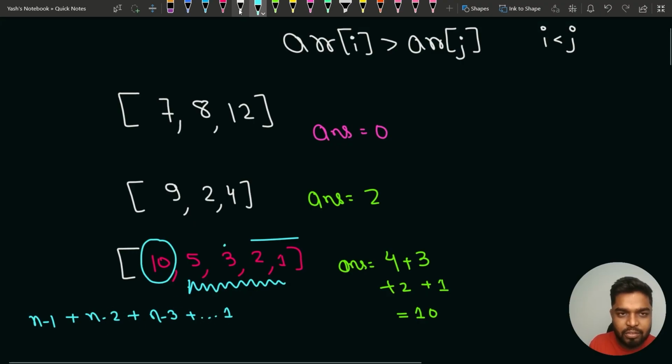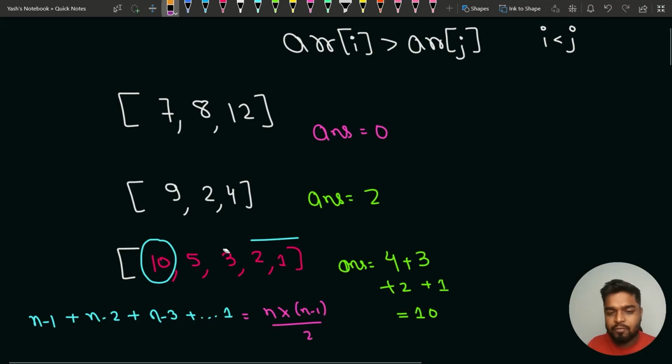If you see the sum of this particular series, this is basically an arithmetic progression. So the sum of this series would be n into n minus 1 divided by 2. I hope this makes sense. So for an array which is sorted in decreasing order, the inversion count is the maximum possible, and this can be n into n minus 1 by 2. I hope you have understood this.